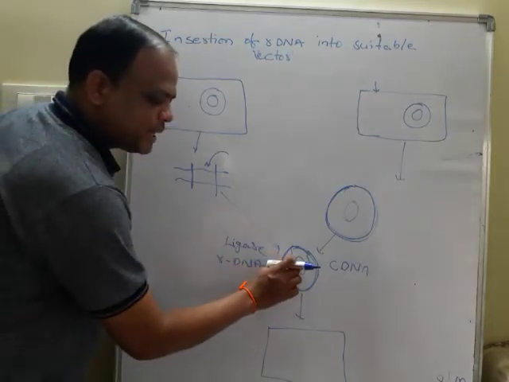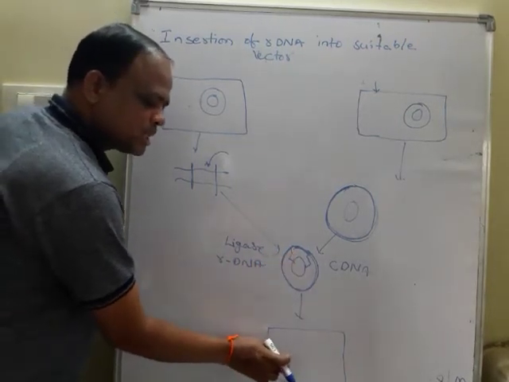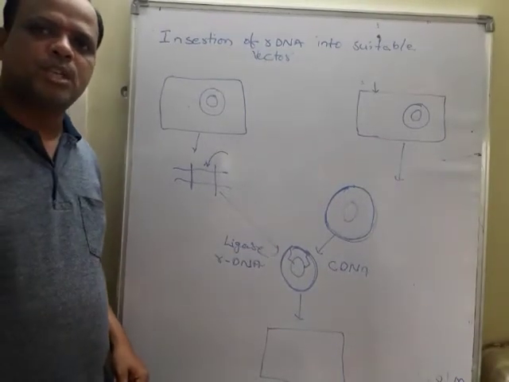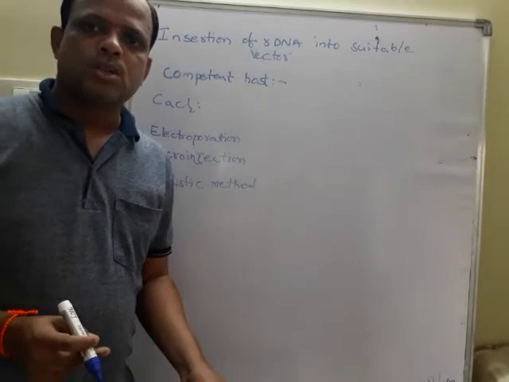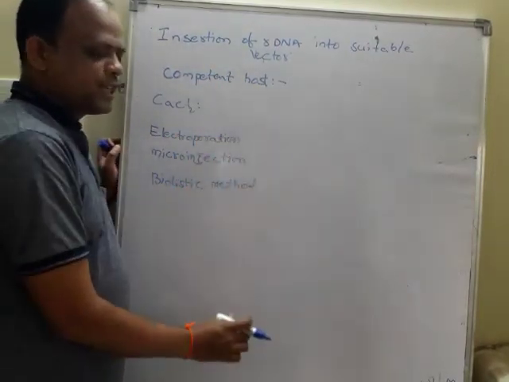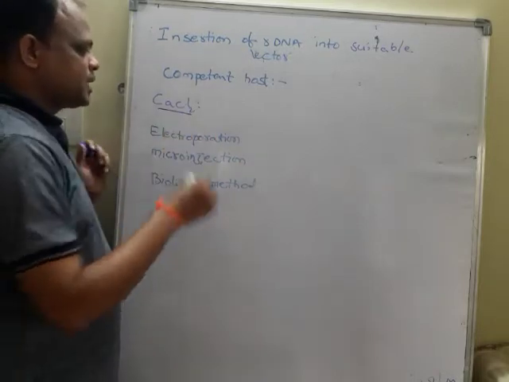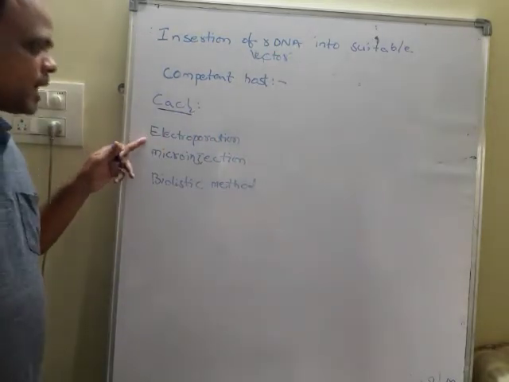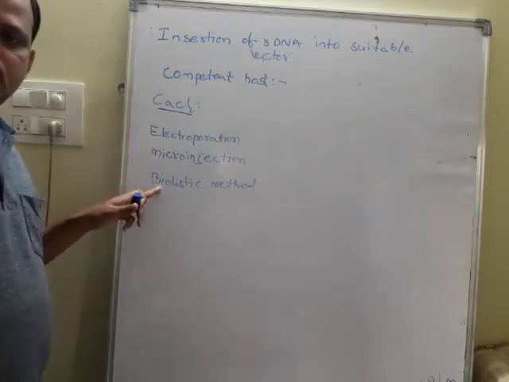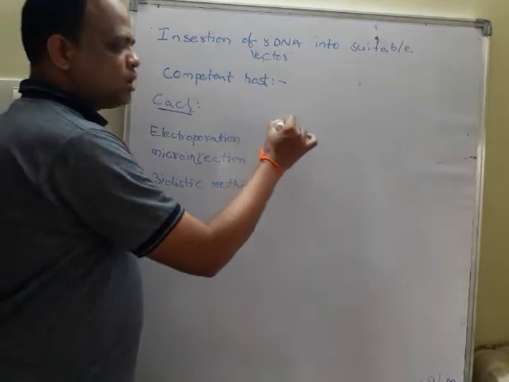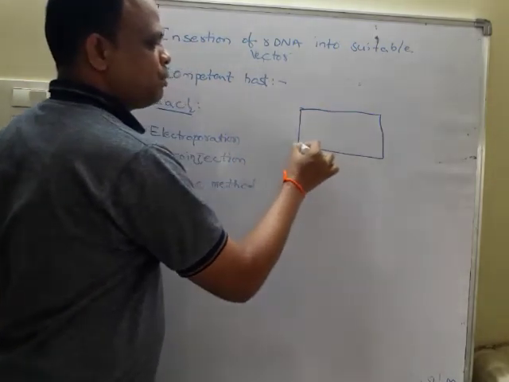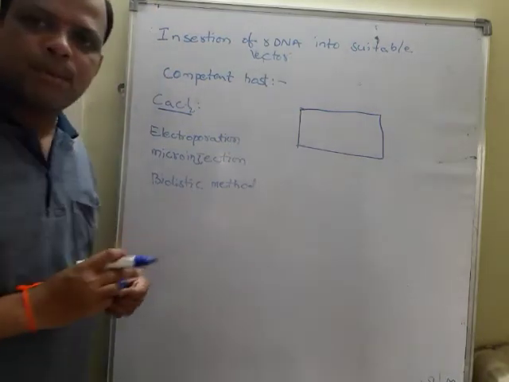The rDNA is transferred into the host cell. This process is also called transformation, or transfer. First we make the host competent with different treatments. The first treatment is calcium chloride treatment, the second is electroporation, the third is micro injection, and the fourth is the ballistic method. The host cell is made up of hydrophobic lipid bilayer particles.